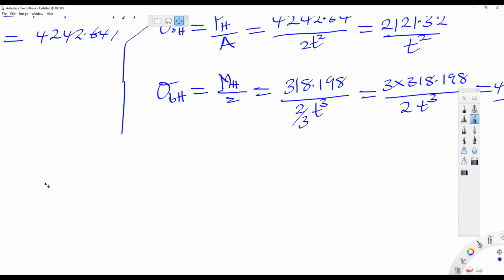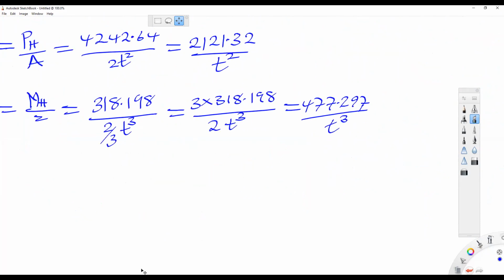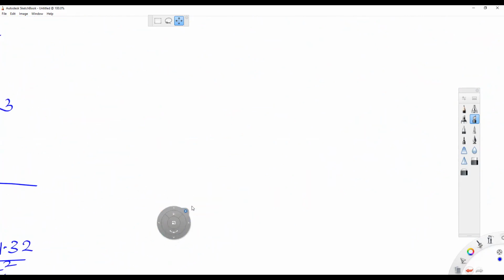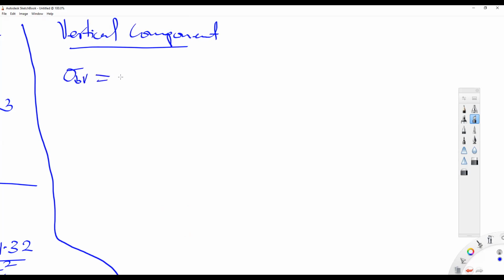So let's take that one. We have the vertical component. For the vertical component, we have the bending stress. So we have sigma b vertical is equal to Mv divided by the section modulus. And the Mv, we have determined it to be equal to what value?